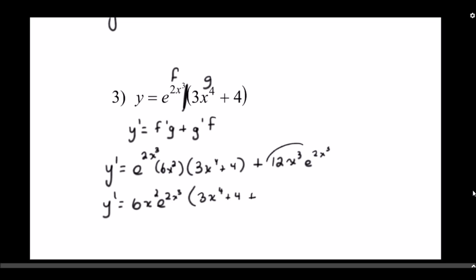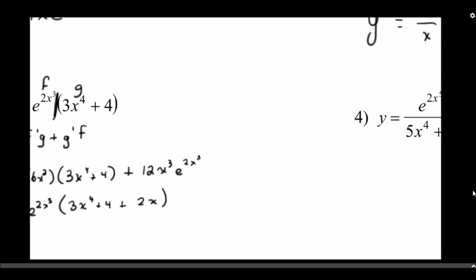And then from this side of the equation, if you factor out the 6x squared from 12x cubed, that's going to leave a 2x. And that's about as simplified as we can make that expression.